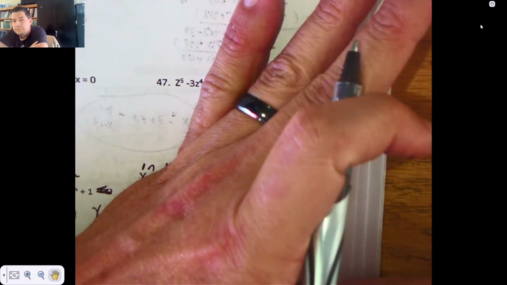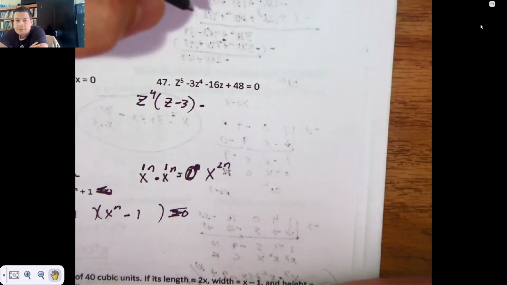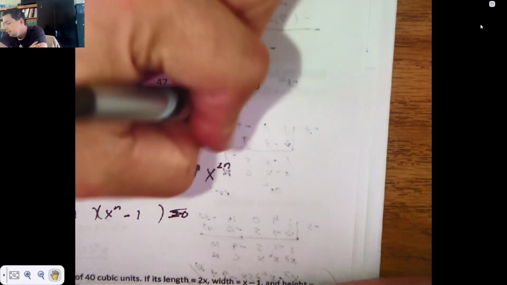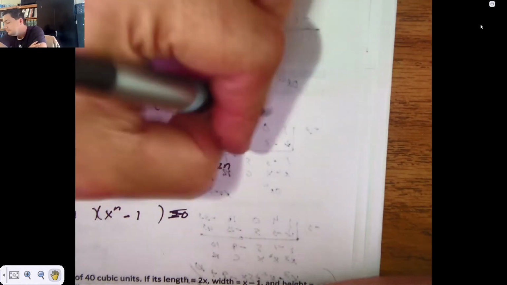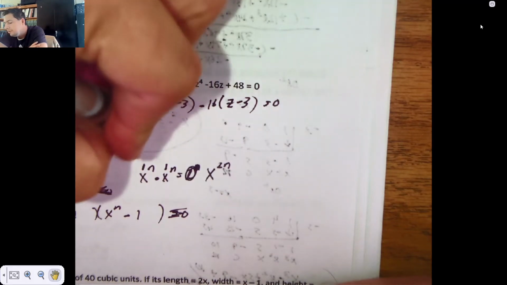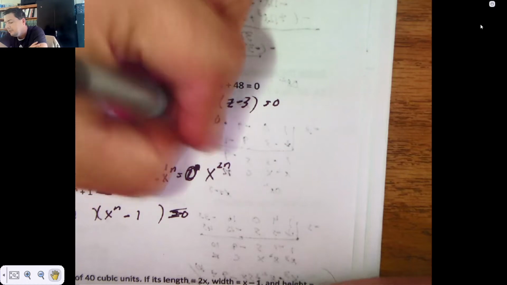47 is up next. 47 is also a factor by grouping. It is also a solve. It's the same technique as I did in 48. Cover up a pair, pull what you can pull. You can pull a z to the fourth. You'll be left with z minus 3. 9 out of 10 times, if you see a negative, pull it. I can pull a negative 16. It leaves me with z minus 3. Notice those factors match. Z minus 3 is the common factor. Z to the fourth minus 16 is the stuff left over.